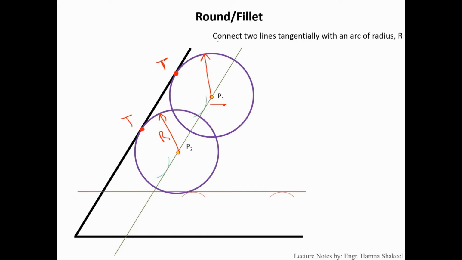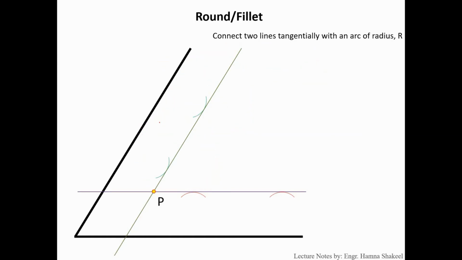Again, our goal is to connect two lines tangentially. We need a circle that touches both of these lines at the same time and at a tangent point. So if you see this point, this is a point that lies on both these lines. These two parallel lines are intersecting at a point P. This point P has the properties of both this green line and the purple line.